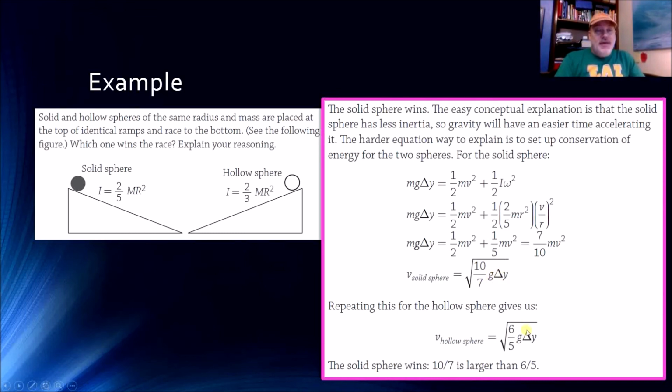We repeat this and plug in instead the hollow sphere in here with 2/3, we get a different number. We get 6/5. Notice that 10/7 is larger than 6/5. So the solid sphere wins because it has a higher velocity at the bottom, which is what we predicted because it has a lower rotational inertia and it's easier for it to spin.